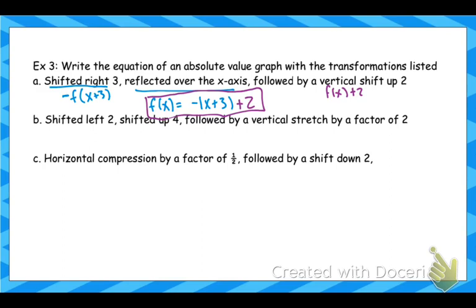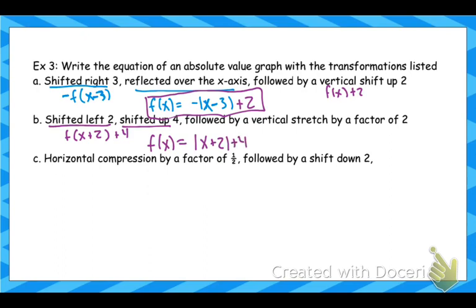All right, let's look at the next one. Shifted left 2, up 4. So that's what we're doing first. Left 2, that's f of x plus 2. And you guys, I just realized I just did that last one backwards. That last one says it shifted right. Whoops. That should be a minus. Sorry about that, guys. There we go. All right, so f of x plus 2 for shifting left. Shifting up 4, that's going to be a plus 4. So that becomes f of x equals absolute value of x plus 2, plus 4.